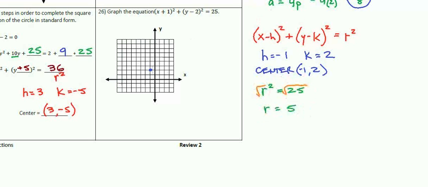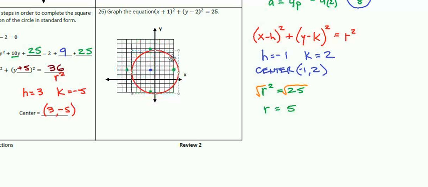Starting from the center of our circle, we will count right 1, 2, 3, 4, 5. Count up 1, 2, 3, 4, 5. Count to the left 1, 2, 3, 4, 5. And count down 1, 2, 3, 4, 5. And now all we have to do is connect all those points together to form our circle.